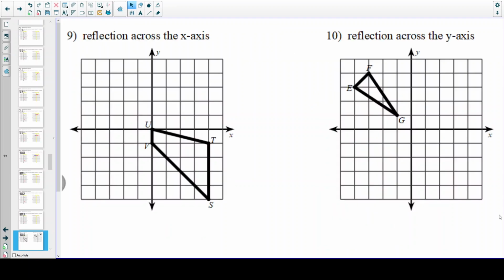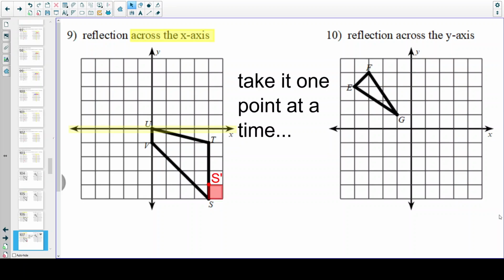Okay? So how does this work with shapes like this? Well, first off, again, if it says reflected across an axis, take the time to shade it in because that's what you need. So there's our x-axis, and take it one point at a time. You choose one of these points. I'm going to choose this S. So how far below this x-axis are we? 1, 2, 3, 4, 5 blocks below. So now we've got to go 5 blocks above. And that's where our S prime should be.